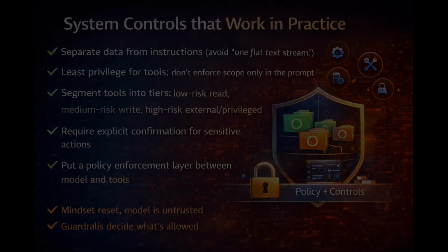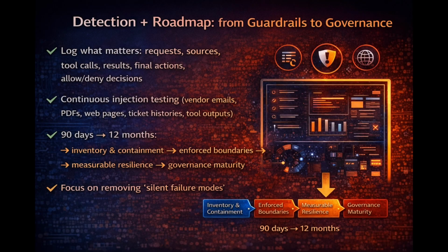Finally, we need detection and an implementation roadmap because AI systems change constantly. Prompts evolve, tool schemas change, documents change, and models get upgraded. Logging should capture user requests, content sources used, tool calls attempted, tool results, final actions taken, and the policy decisions that allowed or blocked actions. That makes monitoring and incident response far more effective.